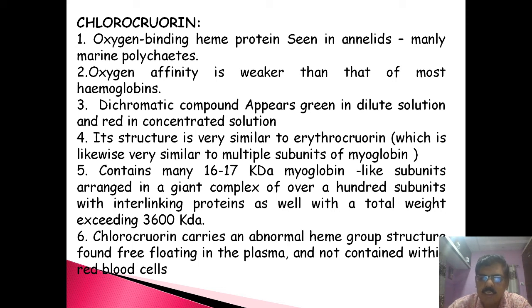It contains many 16 to 17 kilodalton myoglobin-like subunits arranged in a giant complex of over 100 subunits with interlinking protein, with a total weight exceeding 3,600 kilodalton. And chlorocruorin carries an abnormal heme group structure, found free floating in the plasma and not contained within red blood cells. So these all are the different respiratory proteins other than hemoglobin. Thank you.